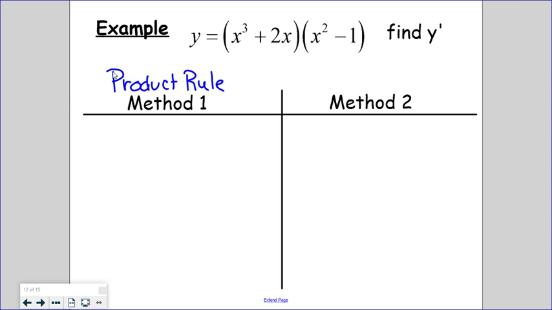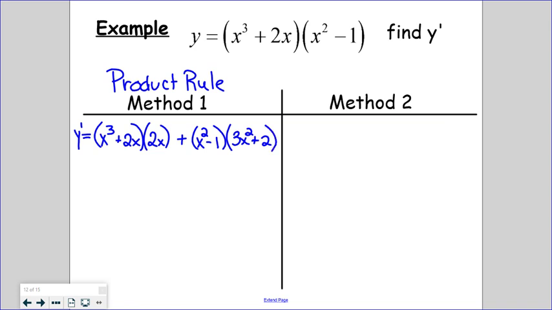Okay, the whole idea behind the product rule is we're just taking turns taking the derivative. Keep the function the same for one of them, take the derivative of the other. It's all addition, so order doesn't really matter. What we saw was first times the derivative of the second, so our first is x cubed plus 2x, times the derivative of the second. Well, the derivative of x squared minus 1 would be 2x, plus the second function times the derivative of the first. So power rule again on that first one, 3x squared plus 2.